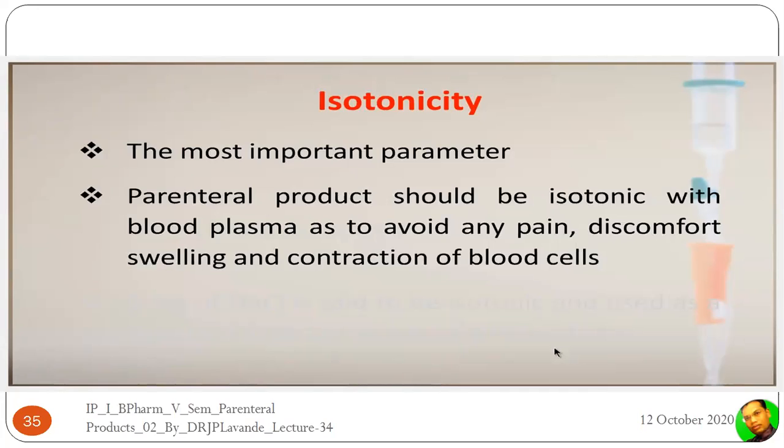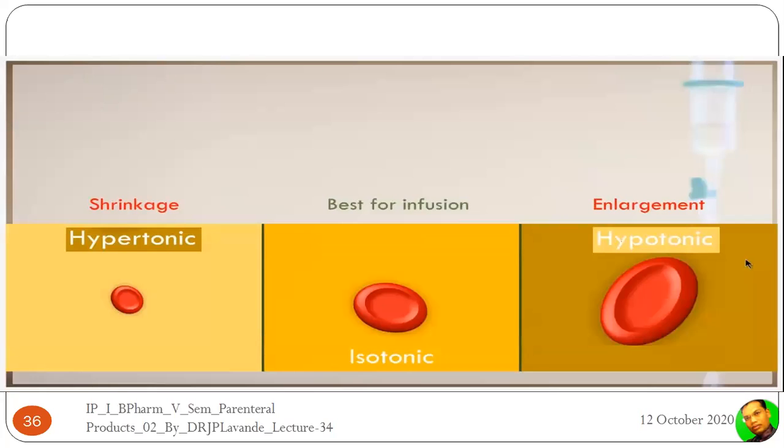If we see isotonicity, it is the most important parameter required in case of parenteral preparations. The parenteral product should be isotonic with the blood plasma so as to avoid any pain or discomfort, or swelling and contraction of the blood cells. What will happen if we are not maintaining the isotonicity?